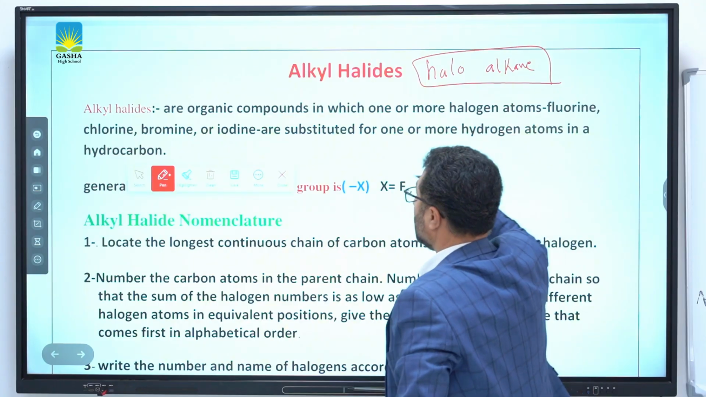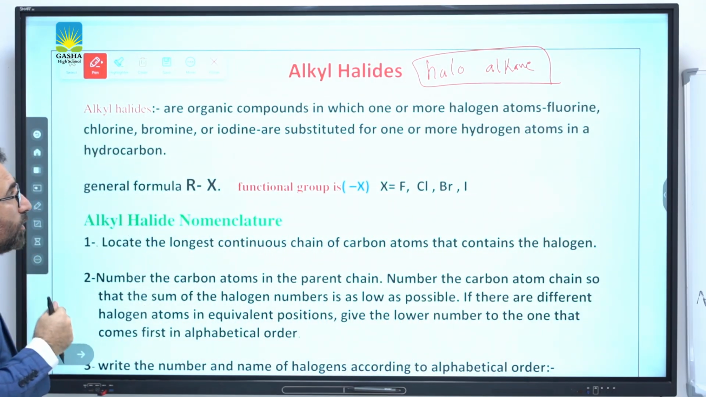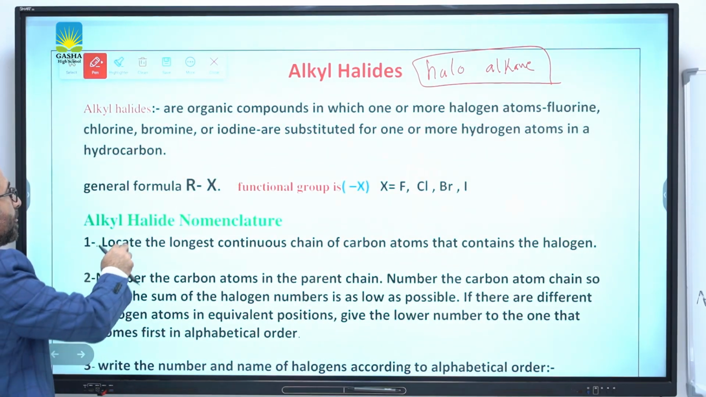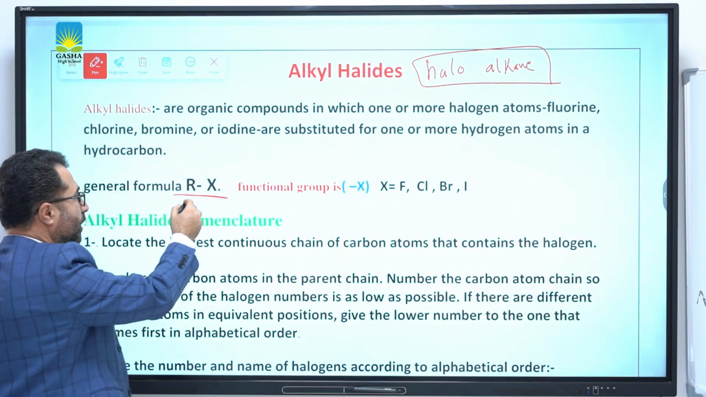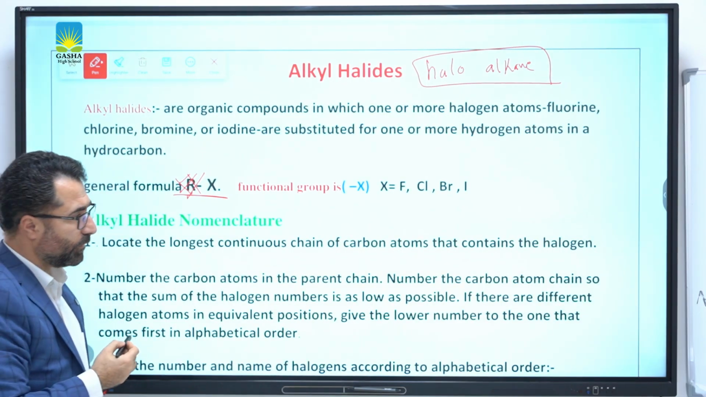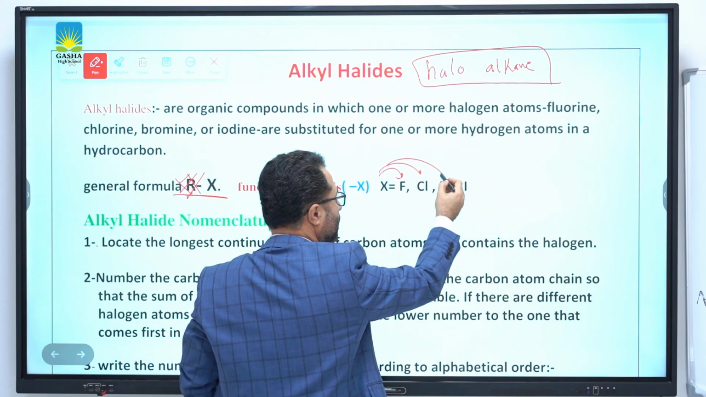Haloalkane contains a halogen atom. Alkyl halides are organic compounds in which one or more hydrogen atoms in an alkane are replaced by halogen atoms. The general formula is RX. The functional group is X. Remove R in each compound, and the remaining part is X, so it's the functional group. X refers to F, Cl, Br, or I.